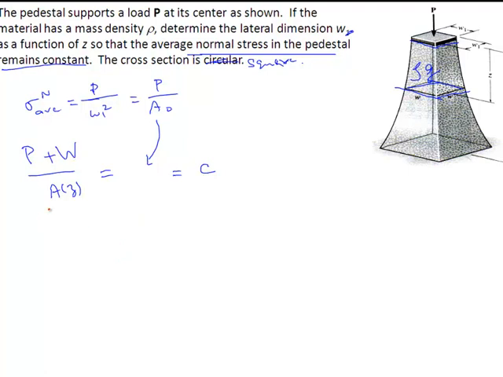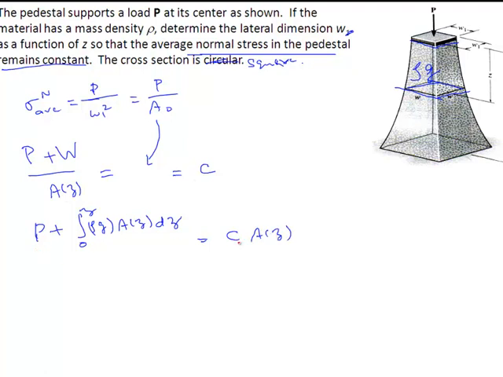Let's expand W now. What do we get? We have P plus the integral of rho g times area, which is A of Z, times dZ, going from 0 to Z. Let's take A to the side. We'll get C times A of Z.